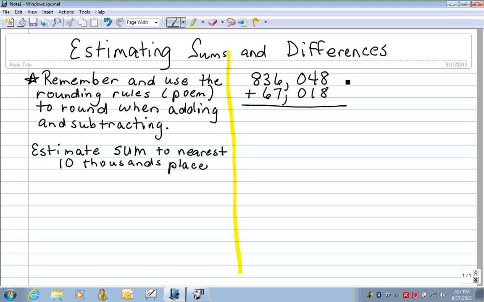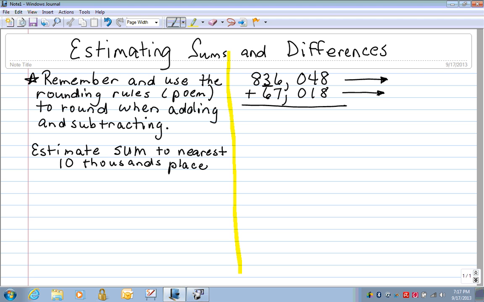The first thing you do is round. If you add the numbers up first and get the exact answer and then round it, you've defeated the whole purpose of making it easier to add because you've rounded it. And you're likely to get the wrong answer choice on a test. So always round first, and we'll write that down in a minute. But let's round this number to the 10,000s place.